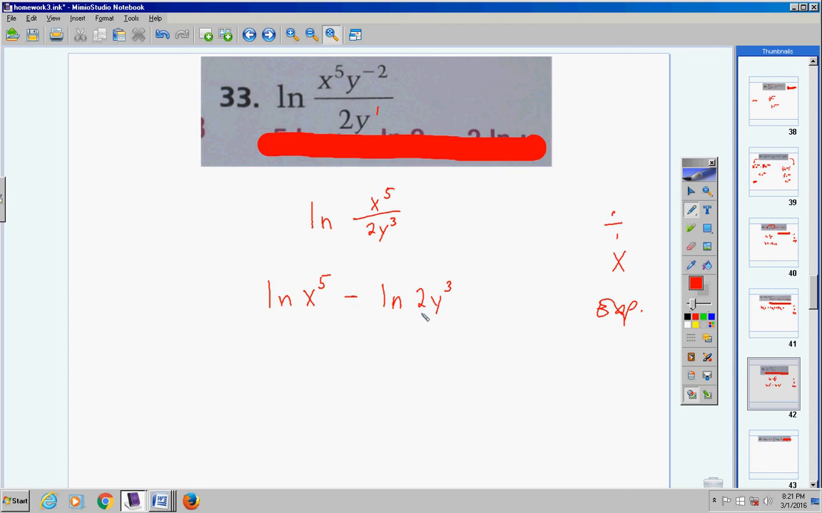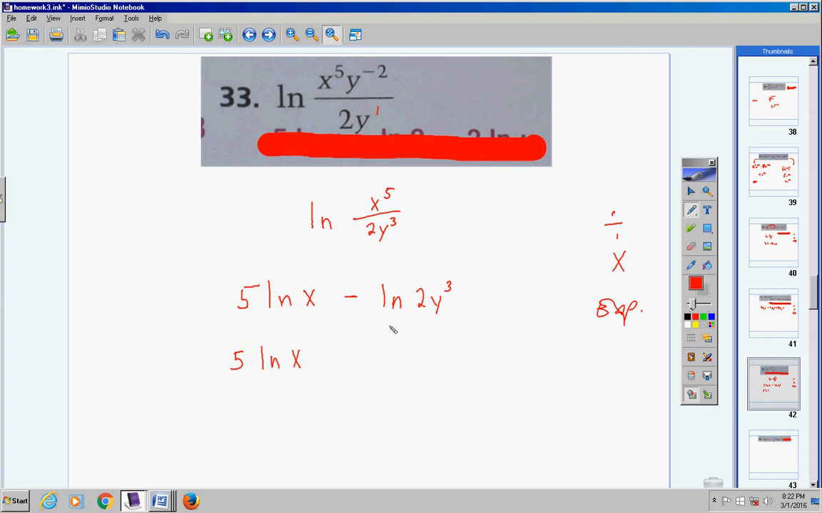Now, let's continue on. Look at this argument. Do you see division? No. Multiplication? No. Exponents? Yes. So this 5 needs to be moved to the left over here. Now, look at this argument. Do you see any division? No. Do you see any multiplication? Yes, right here. We're multiplying 2 things, a 2 and a y cubed. So if we're multiplying 2 things, we've got to split this up into 2 logarithms. So 5 natural logarithm of x.